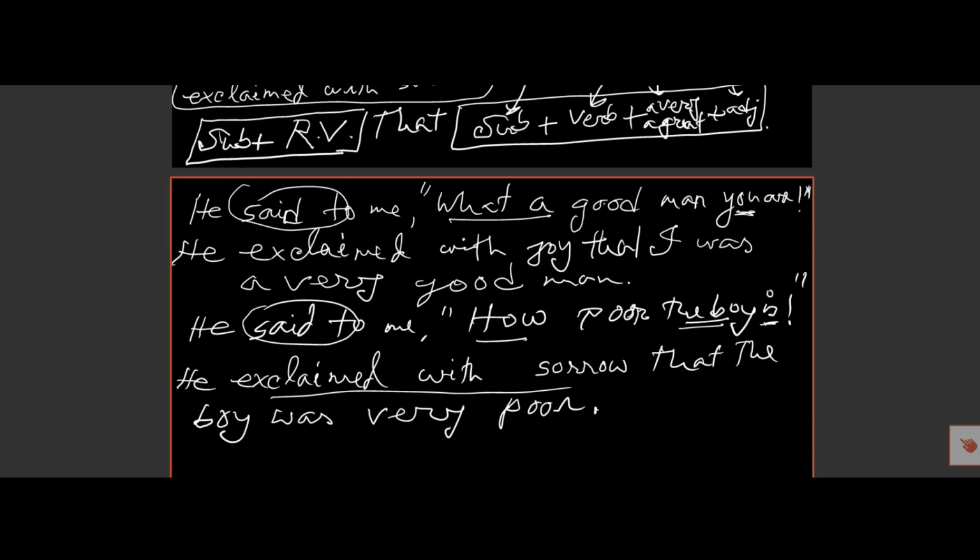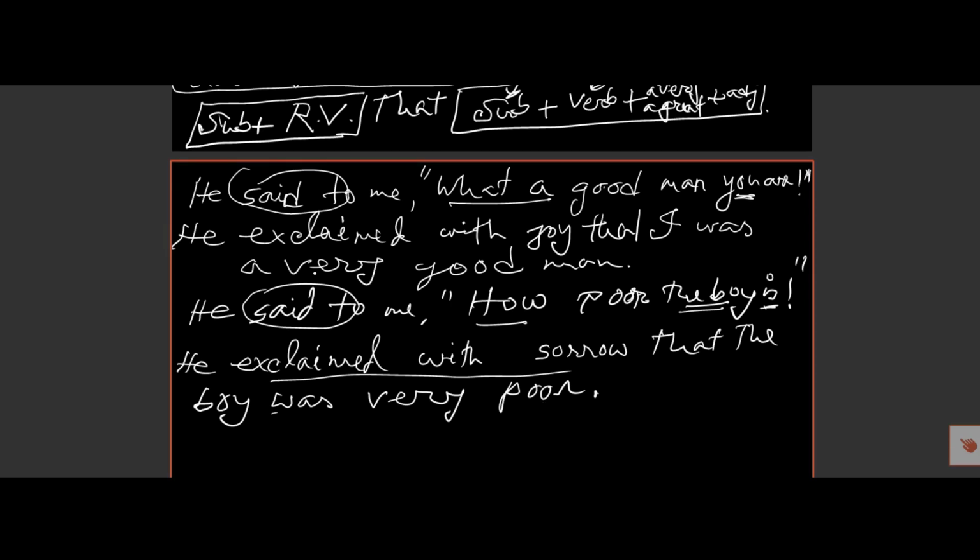I repeat, he said to me, "How poor the boy is." He exclaimed with sorrow that the boy was very poor. The boy comes first, then the verb was, then how has been changed into very, and then poor. In lieu of how, we put here very and then comes the adjective.